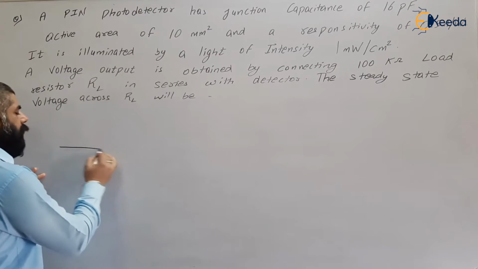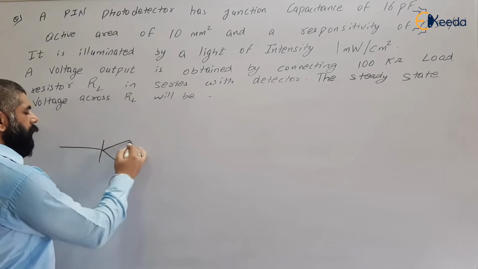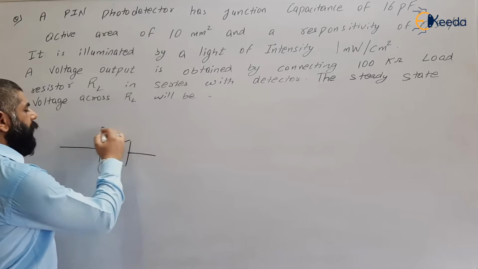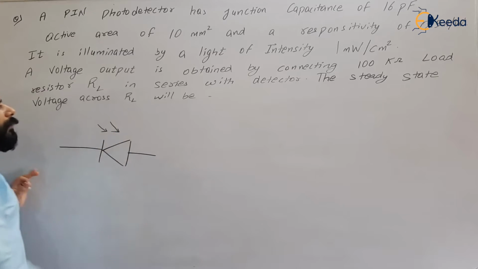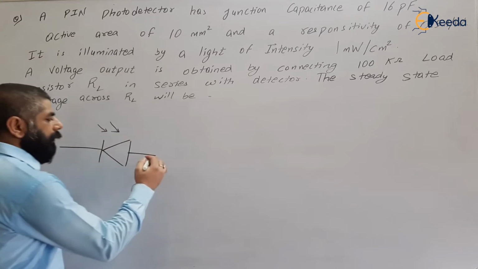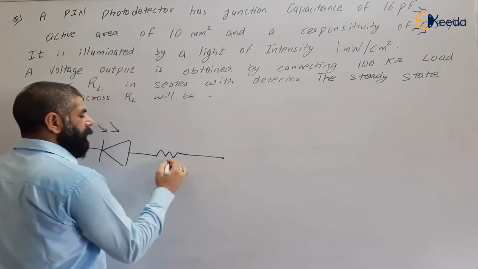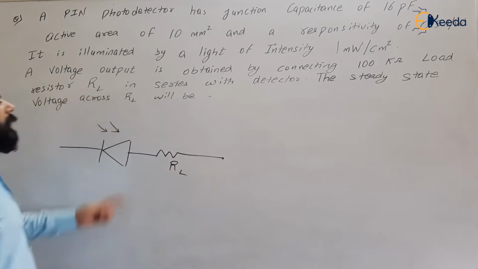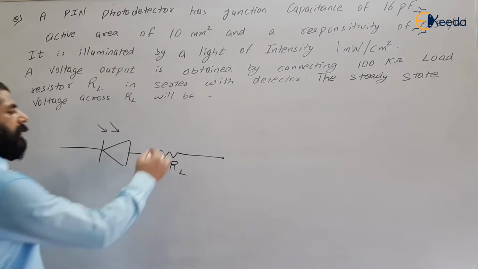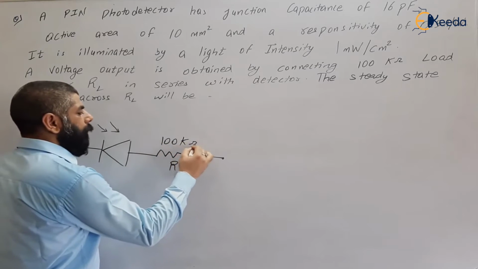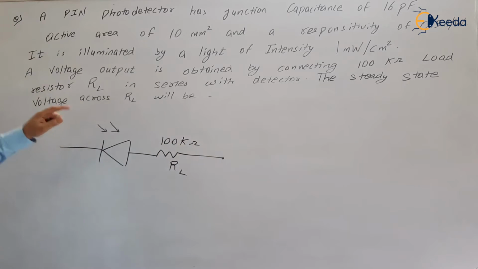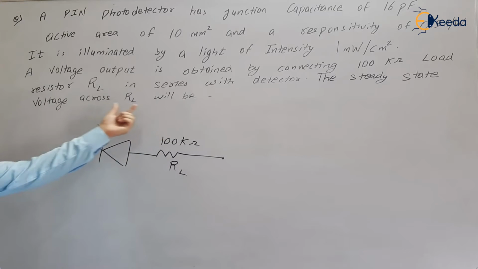So suppose this is the photodiode. Now it is illuminated by a light and voltage is obtained by connecting a resistance in series. Suppose this is the load resistance. The value of load resistance is given as 100 kilo ohm. We have to calculate the output voltage, the steady state voltage across RL.